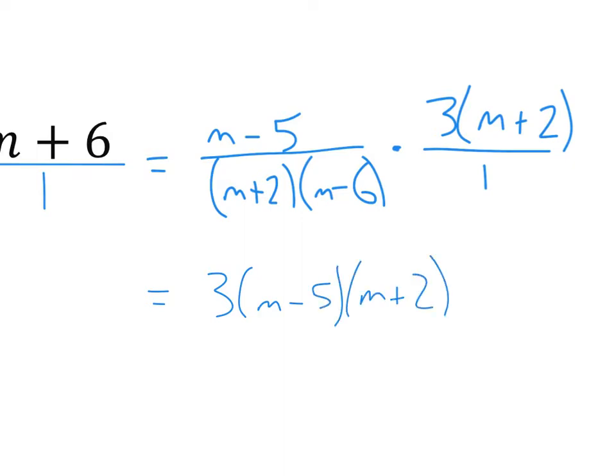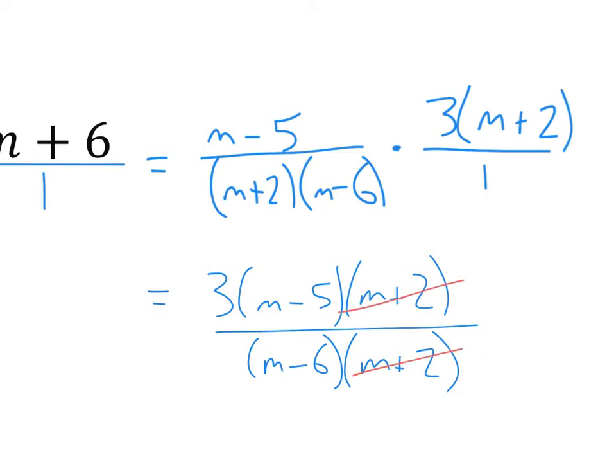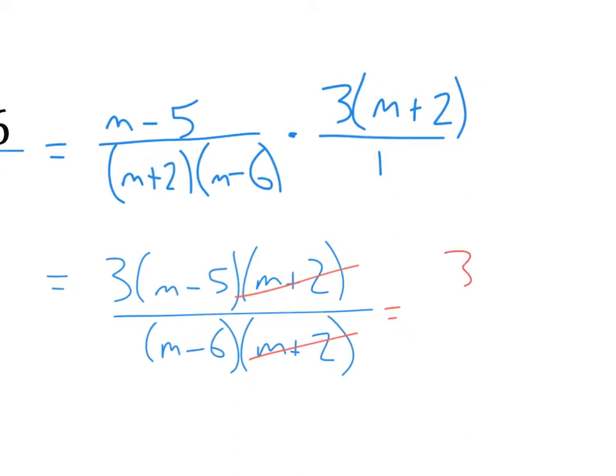The denominator, I'm just going to rearrange this just to make it look a little bit more sensical. I've got m minus 6 and m plus 2. Times 1 is just the same thing. So notice I have m plus 2 over m plus 2. Those cancel out. And my final answer is 3 times the quantity m minus 5 all over m minus 6.